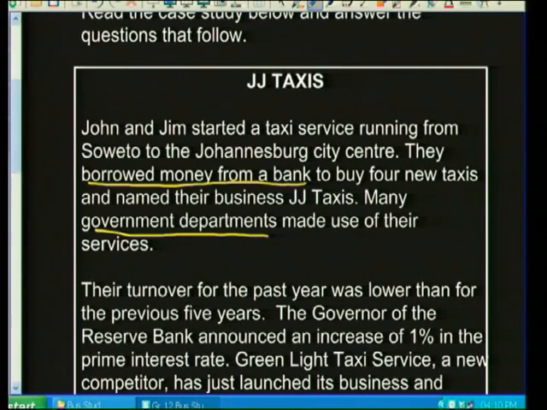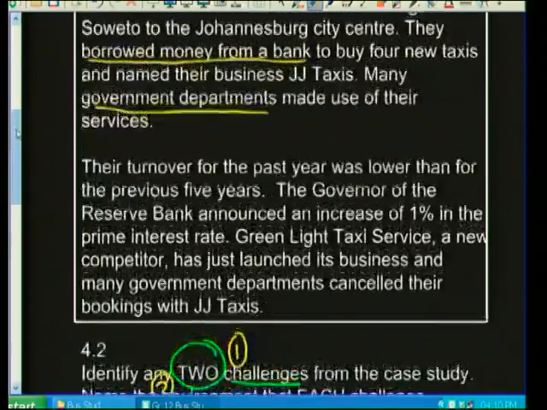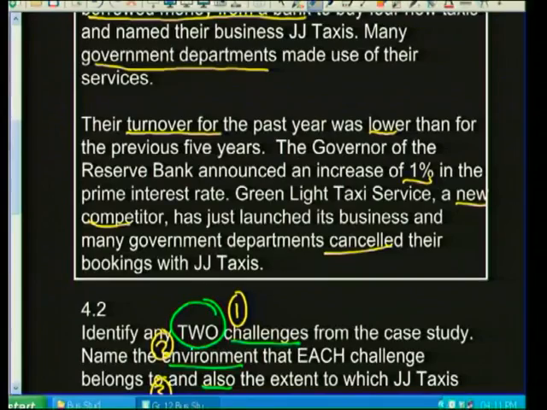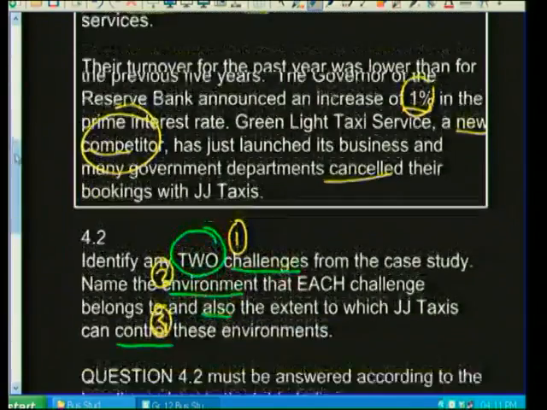Government departments in the past used to make use of their services, so that's not a problem, that's a good thing. Second one, their turnover, remember, was lower, so that's definitely another challenge. Another one would be the increase in the interest rate. The new competitor would be another one. And the fact that the departments have now cancelled. You see, there are about 4 or 5 different challenges that you could actually mention here. So let's take any 2 of those. So I'm going to take the 1% increase in the interest rate and the new competitor. Right? Let's take those 2.